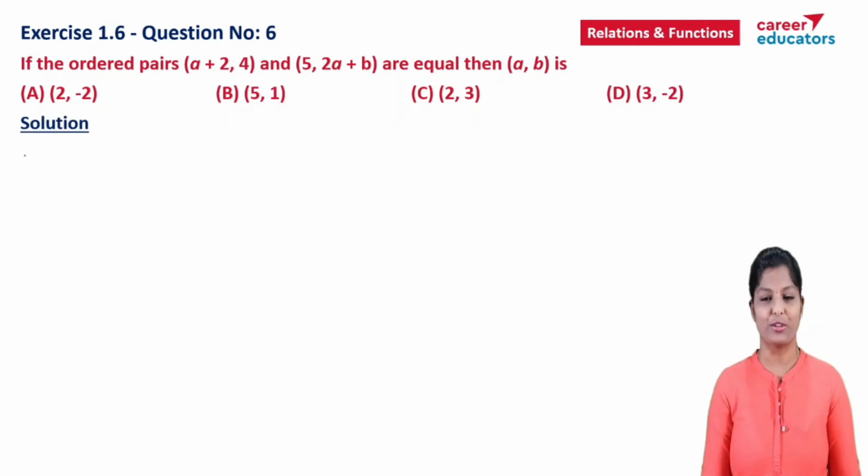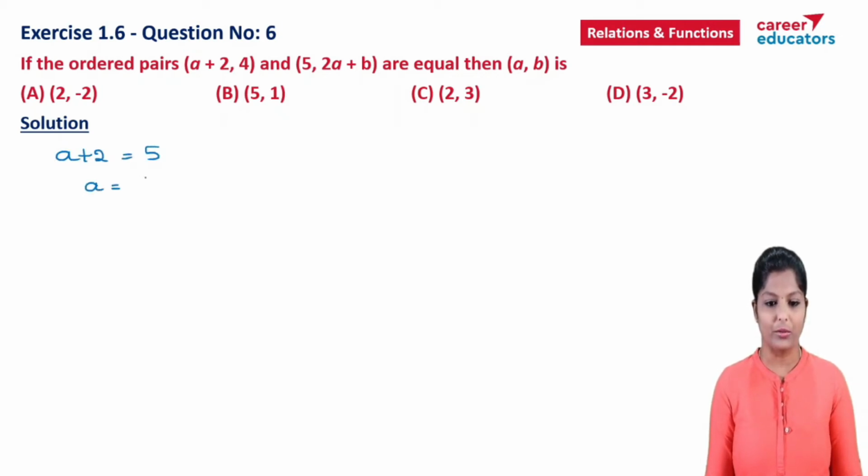Next, we are going to solve question number 6. Here, it is given that the ordered pairs a plus 2 comma 4 and 5 comma 2a plus b are equal. We have to find the values of a and b. Let's solve the problem. Given the ordered pairs a plus 2 comma 4 and 5 comma 2a plus b are equal, which means the corresponding coordinates are equal. If we equate the x coordinates, we will get a plus 2 equal to 5.